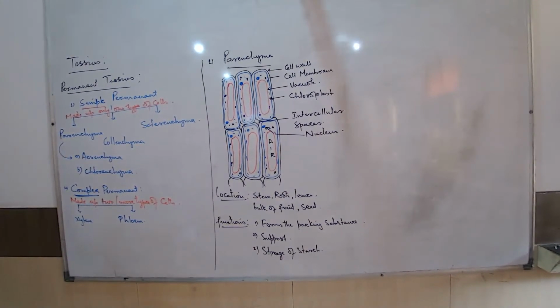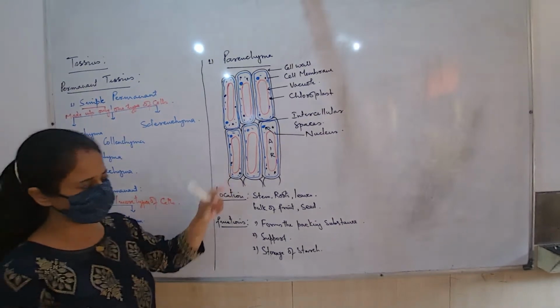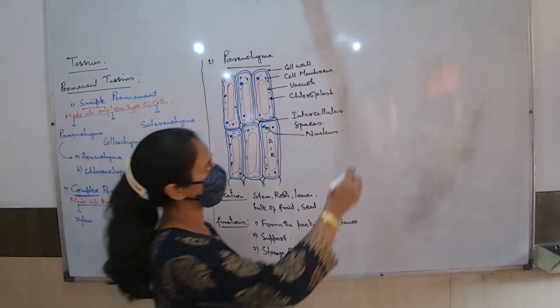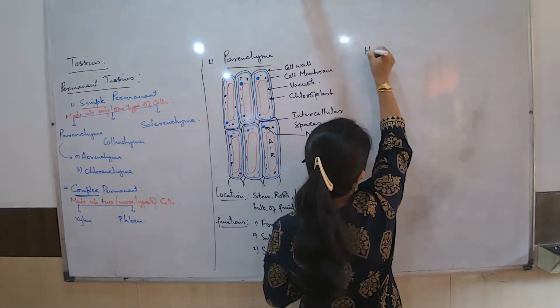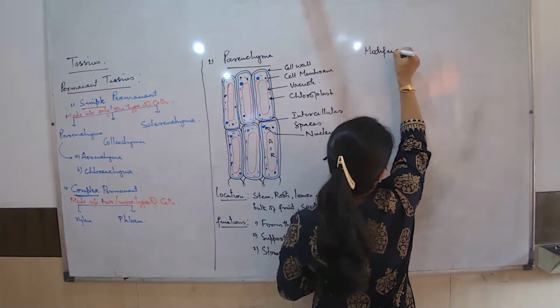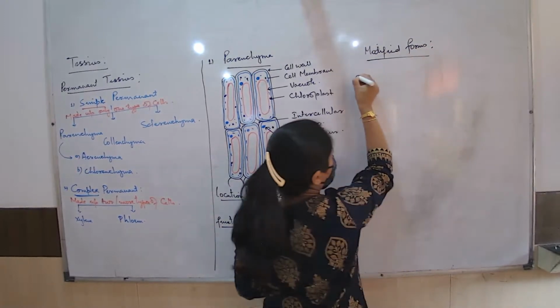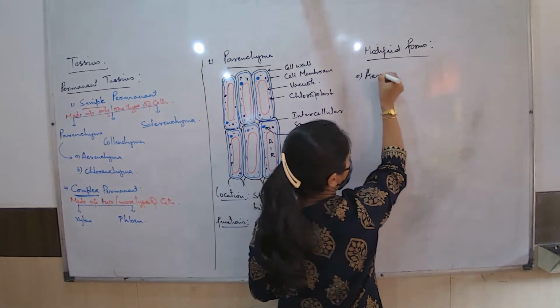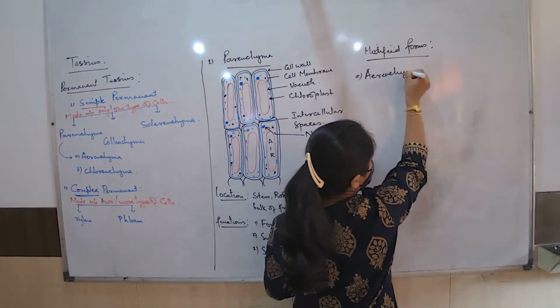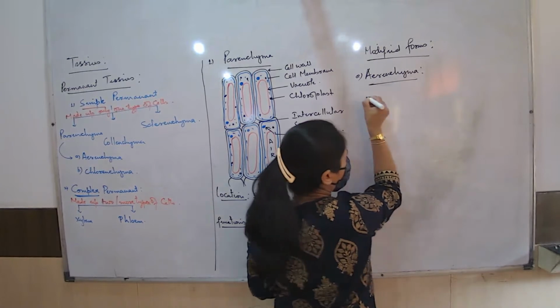The cells of the lotus, or any other aquatic plant, will have an adequate amount of air in the vacuole, making the cells very light so that they can easily float. Now I am talking about a modified form. What are the modified forms of parenchyma? Let us try to understand this. The modified forms of parenchyma. What is the first one that we are talking about? The first one that we are talking about is aerenchyma. Let us learn one special feature and their function.